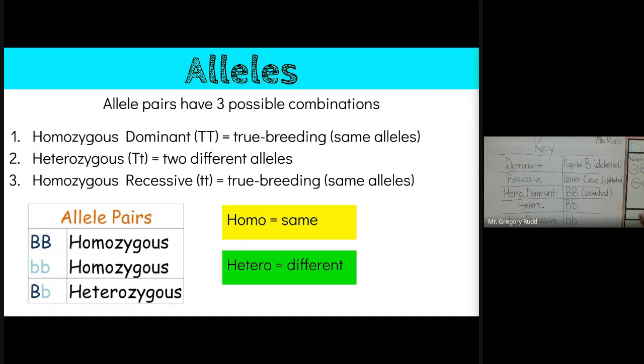And the phrasing we would use here is that detached is dominant to attached. I'm trying to enunciate so you guys can hear the difference. Detached is dominant to attached. Or we can say it the other way around. Attached is recessive to detached.